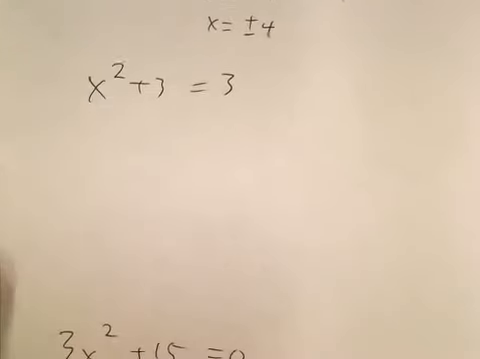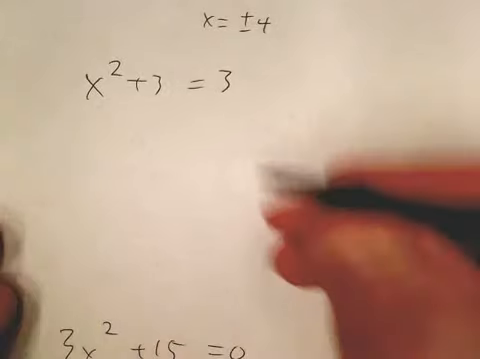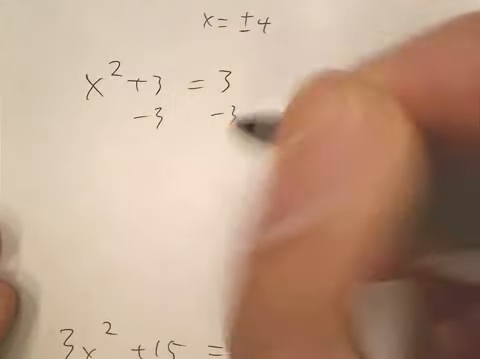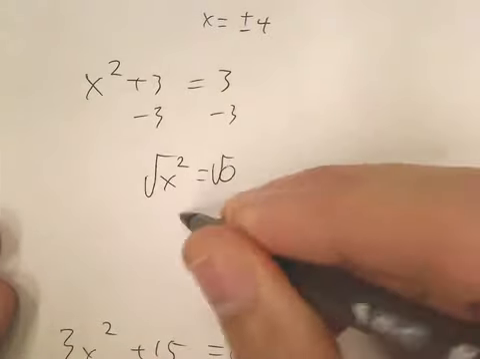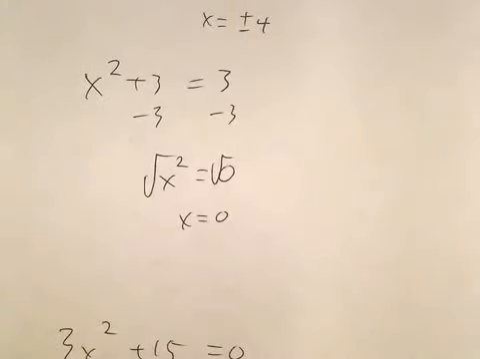Okay, a couple other cases here. I have x squared plus 3 equals 3. So we start by subtracting 3. And this case is special because when you get 0, 0 is neither positive nor negative. So when you take the square root, it just equals 0. You can't have plus 0 or negative 0 because it's just 0. There's no such thing. So sometimes you get that one solution.